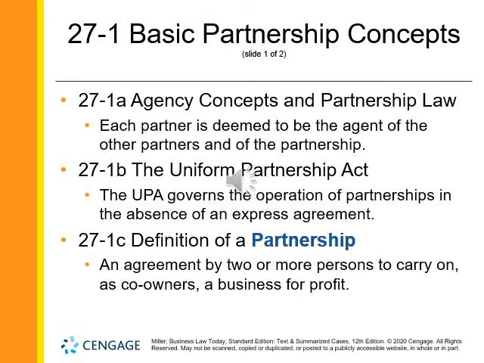All right, partnerships, definition and status. A partnership is an association of two or more persons to carry on as co-owners a business for profit. This relationship is similar to an agency relationship. The Uniform Partnership Act, UPA, governs the operation of partnerships in the absence of an express agreement, but the partners are free to establish rules for their partnership that differ from those stated in the UPA.